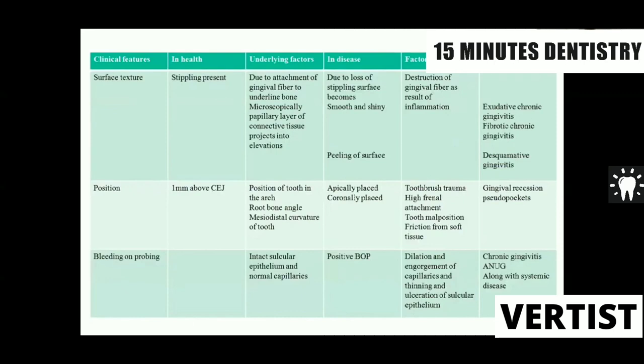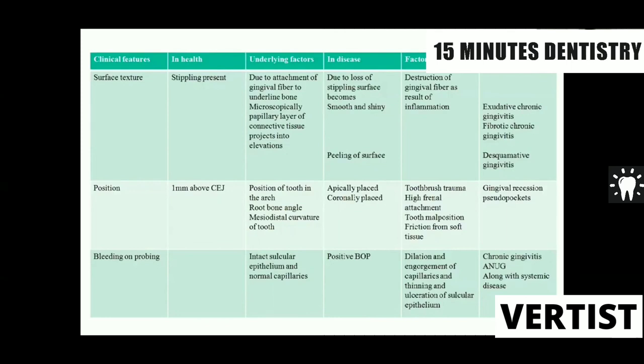Now, surface texture. In surface texture, in the practical examination, you have to demonstrate the stippling present. How to check for the stippling? Now, you have to take cotton, dry the entire gingiva, and in daylight, you have to examine for the elevations and depressions present on the entire gingiva and on the interdental papilla. Why is this stippling present? It is due to the attachment of the gingival fibers to the underlying bone. Microscopically, the papillary layer of the connective tissue projects into the elevations, and that's why this stippling is present.